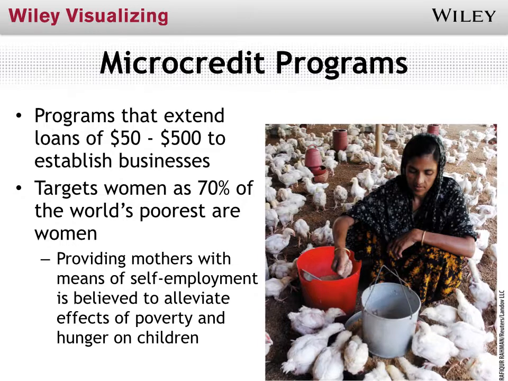So basically providing mothers with a way of employing themselves is believed to really help curb the effects of poverty and hunger on children. It may or may not have an impact on lowering the birth rate, but at least it provides more income for those families to be able to provide better nutrition and care for their children.